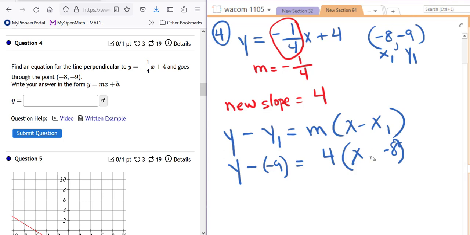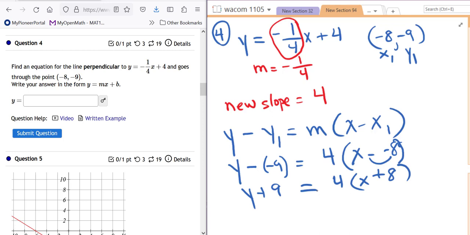I have to be careful jumping and doing that. Minus a negative makes plus, and this one's going to make plus. So y plus 9 equals 4 times x plus 8. They ask us for the final answer to be in slope-intercept form. So we really are just going to need to move the 9 to get there. We'll have to distribute. So we have 4x plus 32.